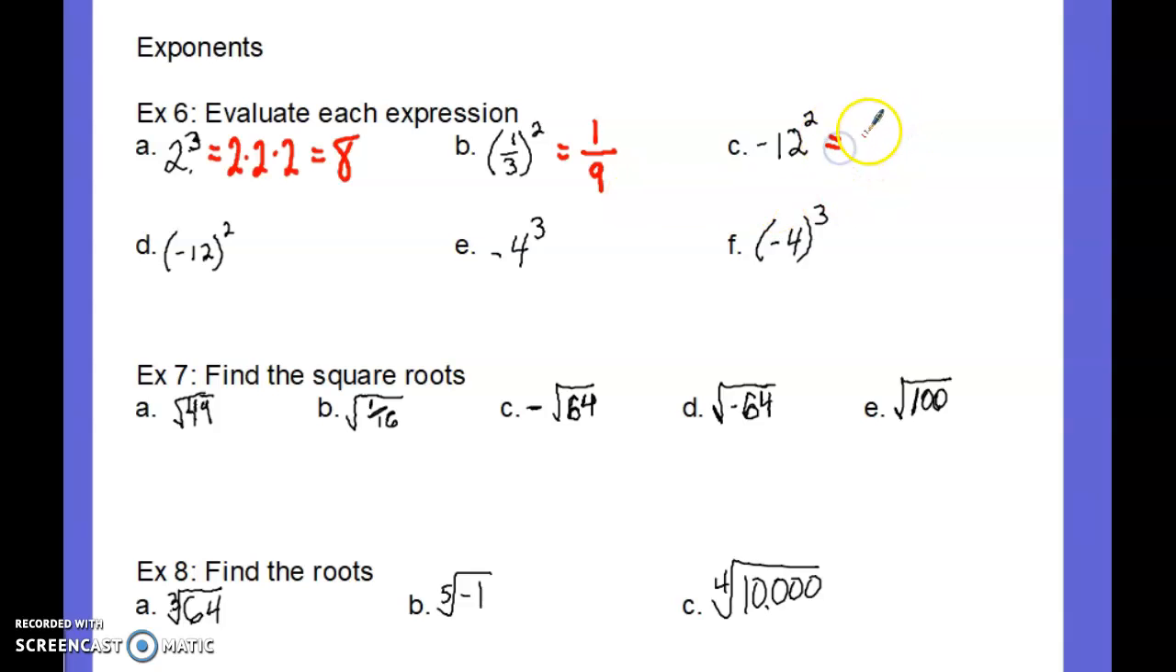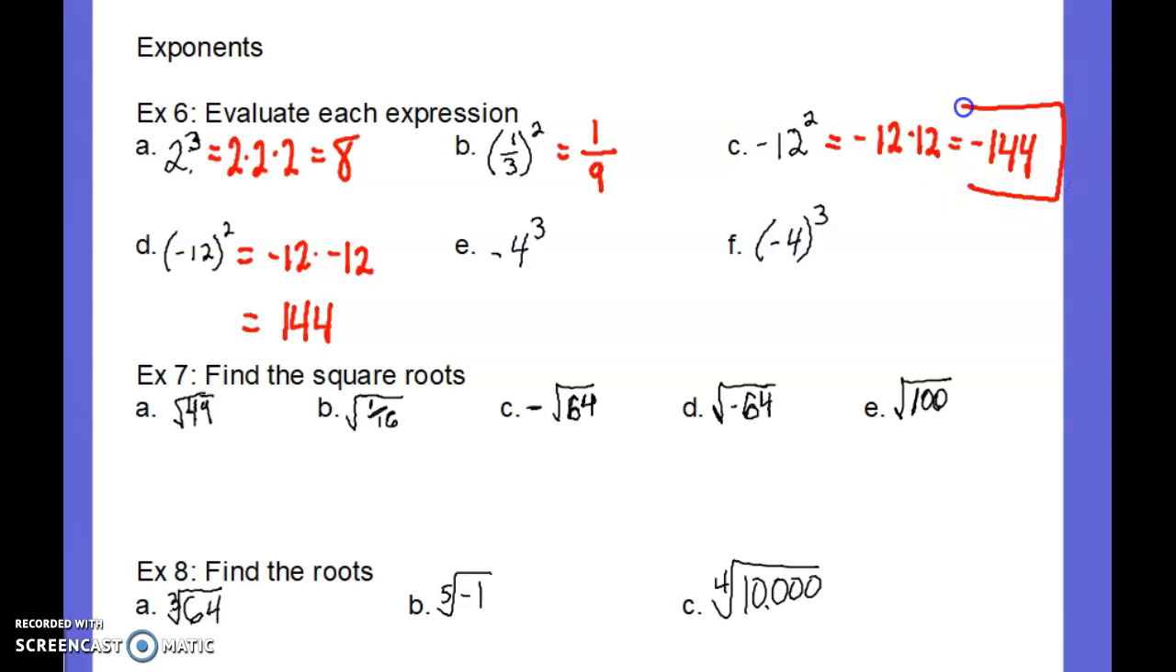Because the order of operations tells you to do the exponent first. So it's 12 times 12 and then the negative of this. So it's negative 144. Whereas the grouping symbol for letter D is telling you to do negative 12 times negative 12. So a negative times a negative gives you positive. So the parentheses for sure matter. Look, the answer to C was negative, and the answer to D was positive. Again, play with your calculator, see if you understand that.